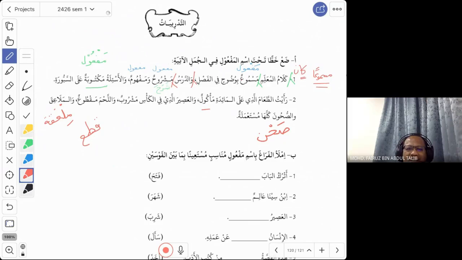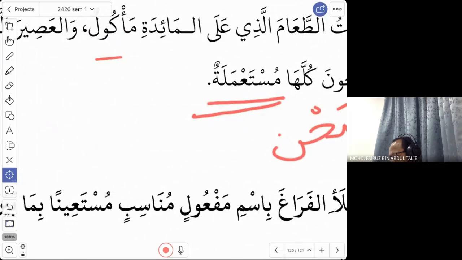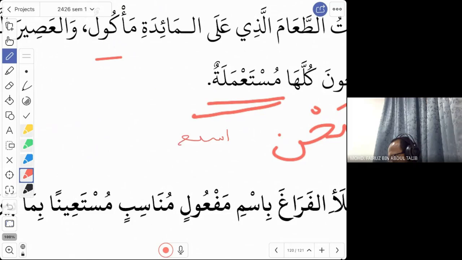So what about the suhun and the mala'iq? Kulluha, all of them, musta'malah. Okay, what is this word? Musta'malah. This is another isim maf'ul. But this is not using the wazan maf'ul because this is from a 6-letter fi'il. So what is the verb of this word? Musta'mal. Remove this ta. Change to the verb. Ista'mala. Yes, sahih. The verb is ista'mala. How do you know it is ista'mala?